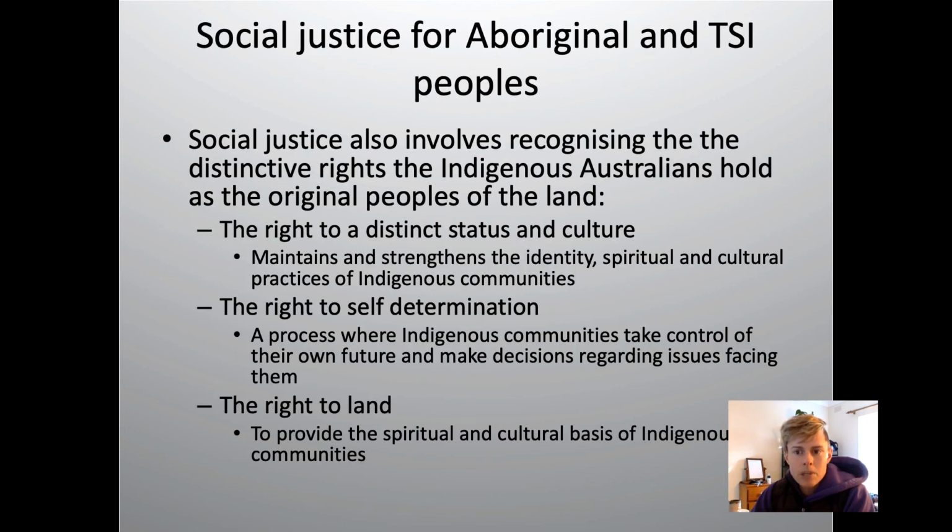This final slide brings this discussion, which has been quite theoretical, to a practical conclusion. In the context of Aboriginal and Torres Strait Islander peoples, social justice involves recognising the distinctive rights the Indigenous Australians hold as the original peoples of the land, the right to a distinct culture, the right to self-determination, and the right to land. If you find yourself arguing for this in your essay, which I hope that you will, then I encourage you to frame it within a social justice lens. This might assist you in finding more articles for your upcoming major assessment task also.